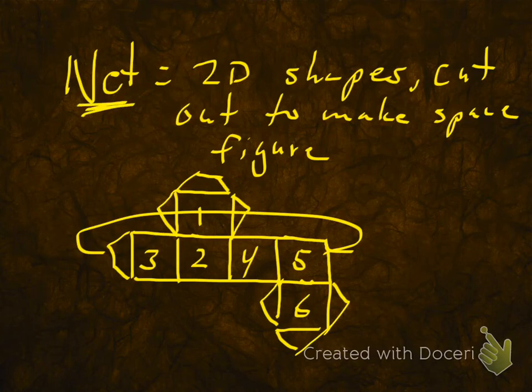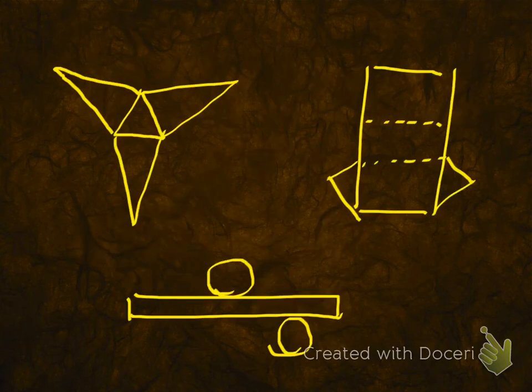This thing is called a net, and again, it's the two-dimensional figure that you cut out, fold up, and turn into a three-dimensional object. Pretty straightforward, right? Okay. The last part is let's take a look at 3 nets, and let's think about what I would get if I cut these out and fold them up.